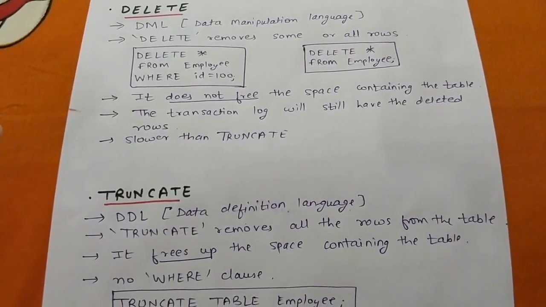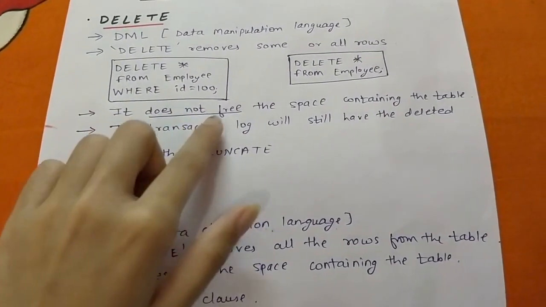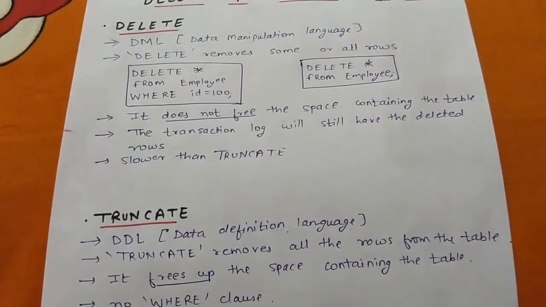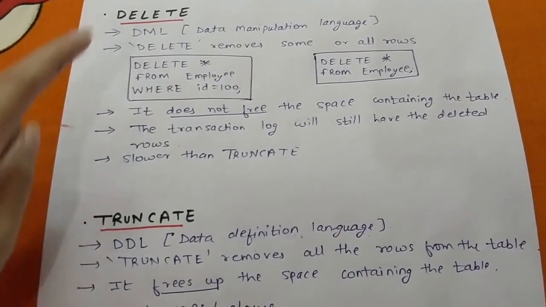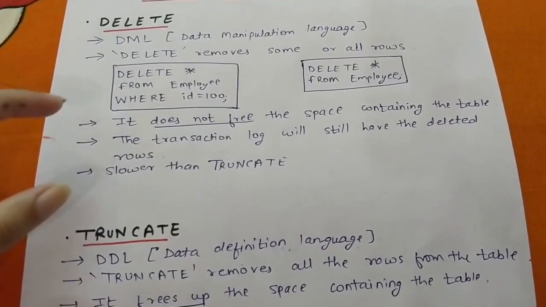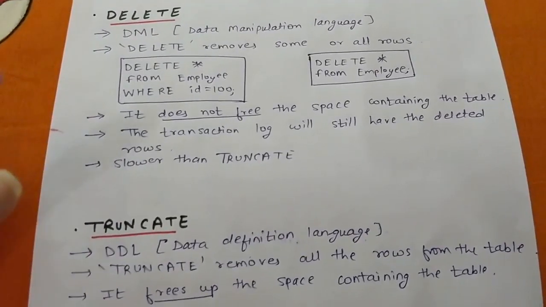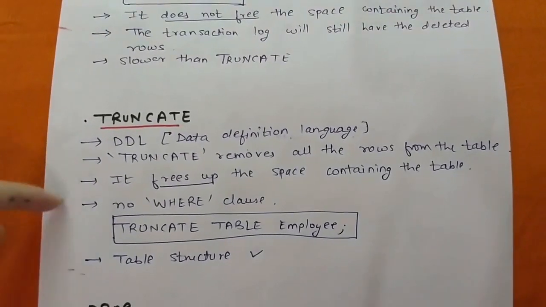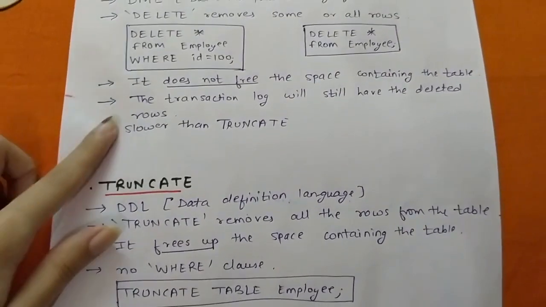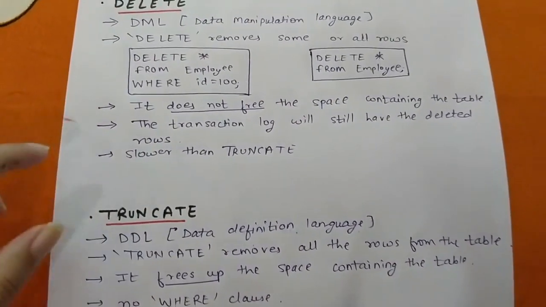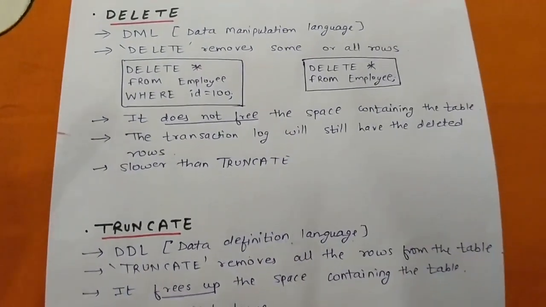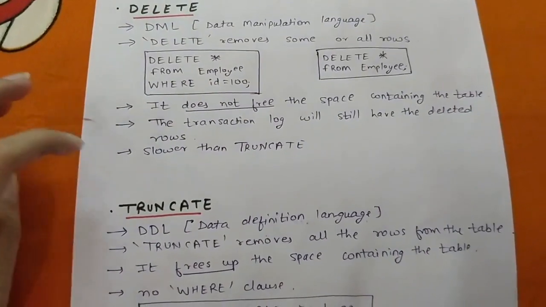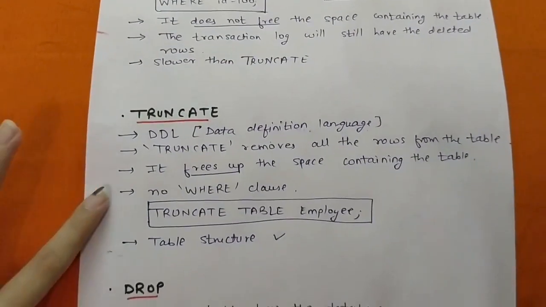The other major difference between delete and truncate is that delete does not free the space containing the table. Basically, what this means is when you remove the rows from a table using delete, the space which it was occupying initially is not deallocated. Whereas in truncate, it frees up the space containing the table. The transaction log in delete will still have the deleted rows, so the space is never deallocated. It is never freed in delete, and in truncate the space is freed.